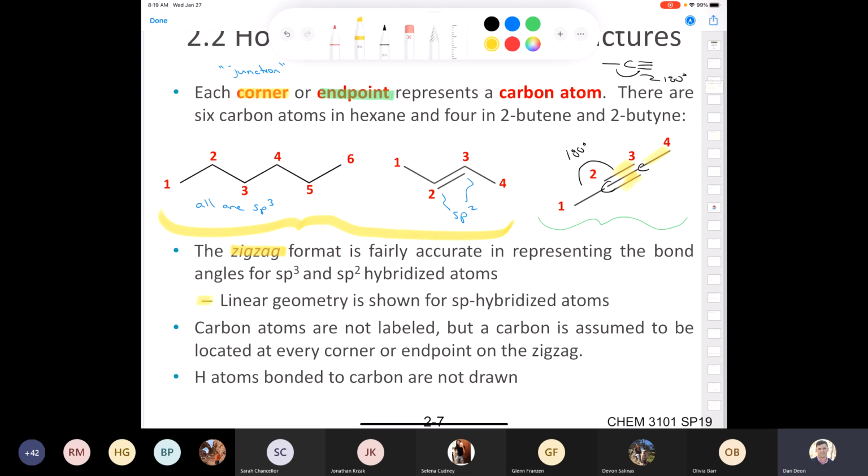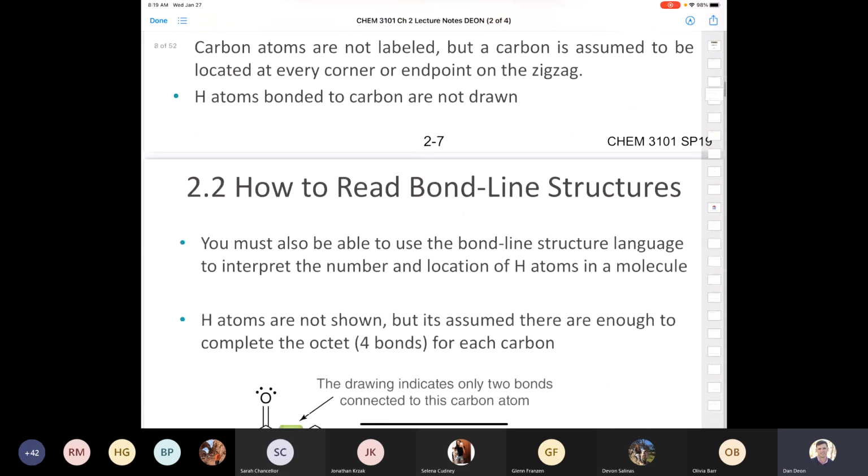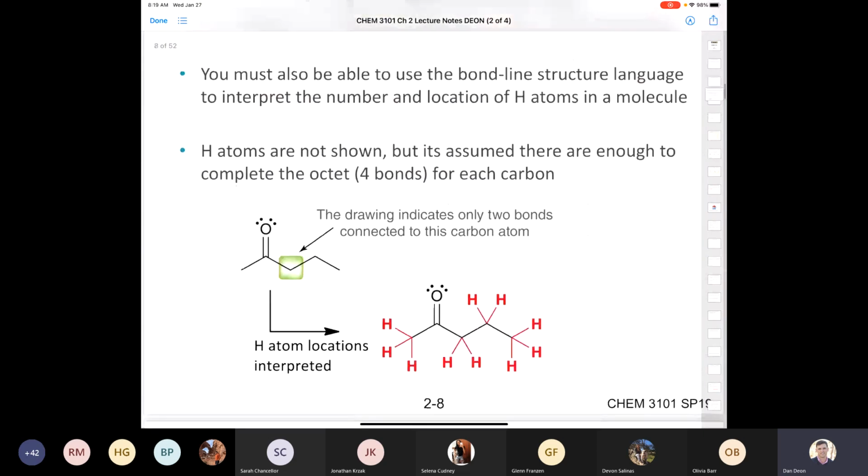Linear geometry is shown when we have an sp hybridized atom. Carbon atoms are not labeled, but a carbon is assumed to be located at every corner or junction or angle, and every endpoint of the zigzag. Hydrogen atoms are not included. Sometimes you'll see a hydrogen atom in a bond line structure, but those are specific cases, and we'll look at those. It says here that you must also be able to use the bond line structure to interpret the number and location of hydrogen atoms in a molecule.